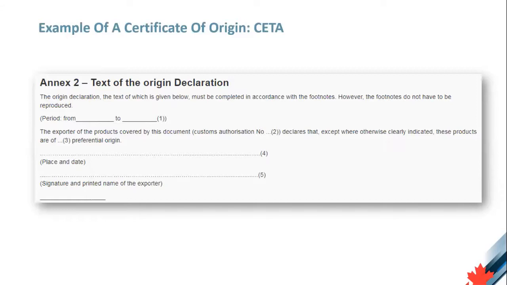For CPTPP and CUSMA, any of the parties, the producer, the importer or the exporter, can actually claim the preferential rate for your exported goods. If we could move to the next slide, please.